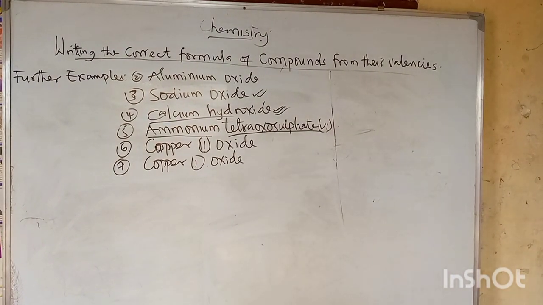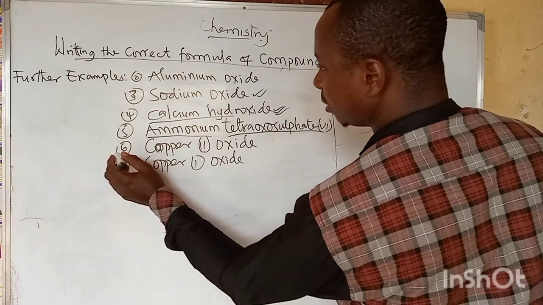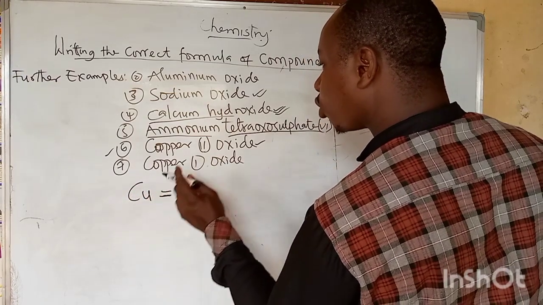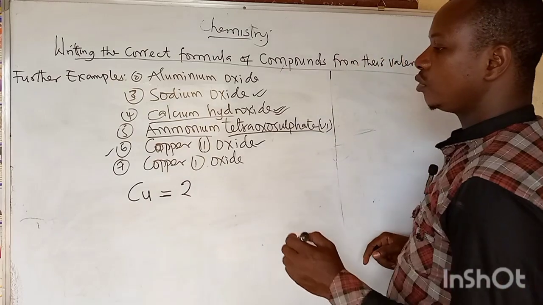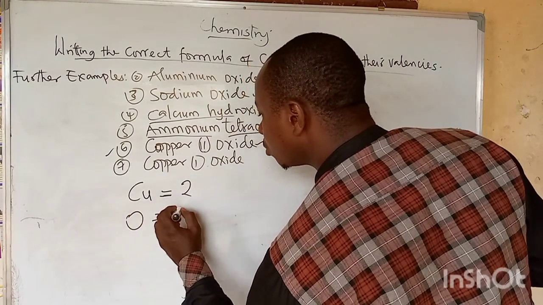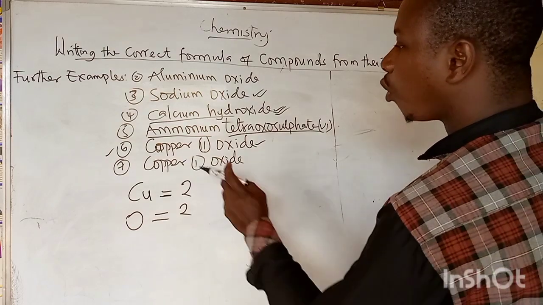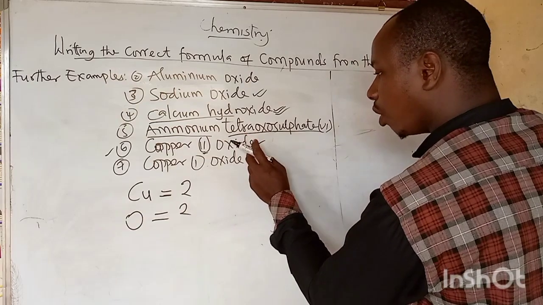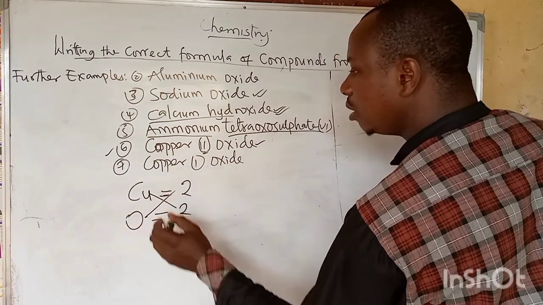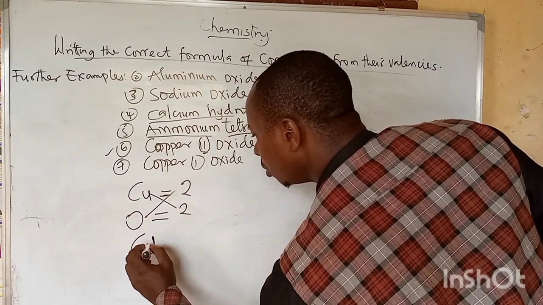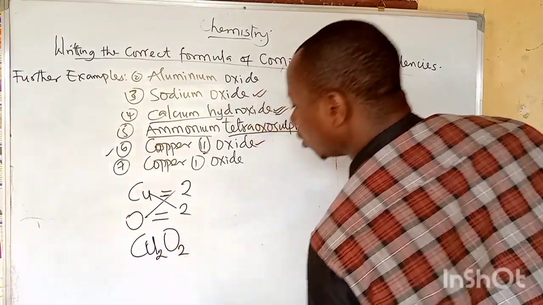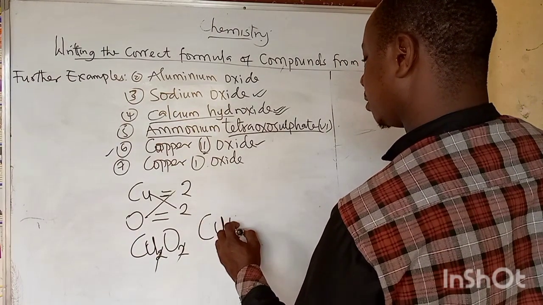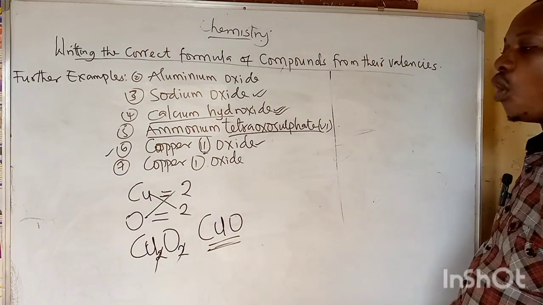Copper 2 oxide. We are taking this one. Copper is Cu. The valence there, copper 2, which means copper has that 2 there. Oxygen is what? 2. So copper 2 oxide. Remember, copper 2, which means it is this copper that has the valency of 2. Oxygen has the normal 2 as usual. They are exchanging their valency now. It becomes Cu2O2. And they have a common denominator. So the formula becomes this. This is the formula for copper 2 oxide.